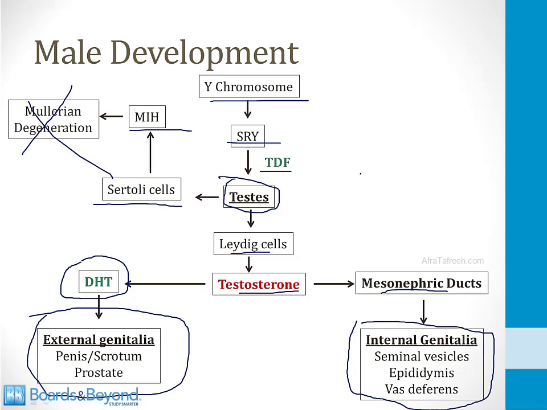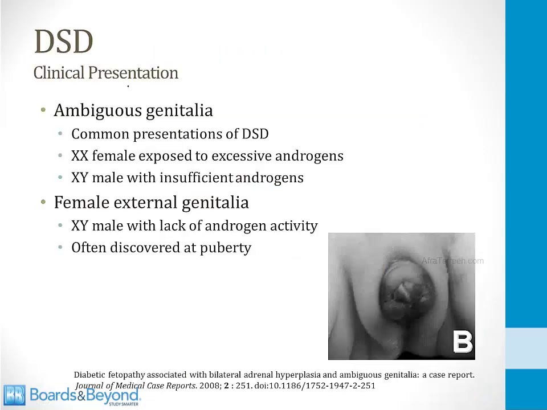So as you can imagine, there are a number of points in this process where something can go wrong, and this can cause an individual that is XY to end up not looking male because one of these factors is missing. Most disorders of sexual development present in one of two ways.